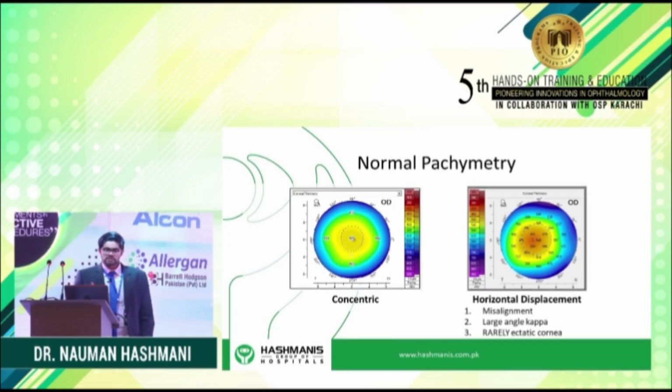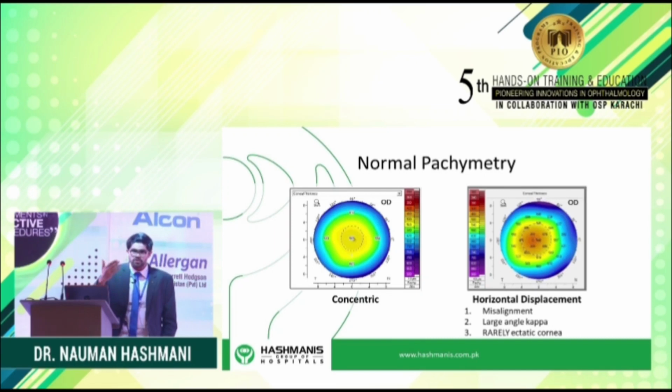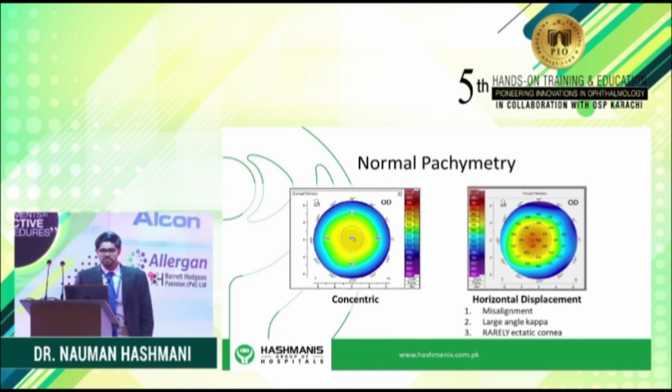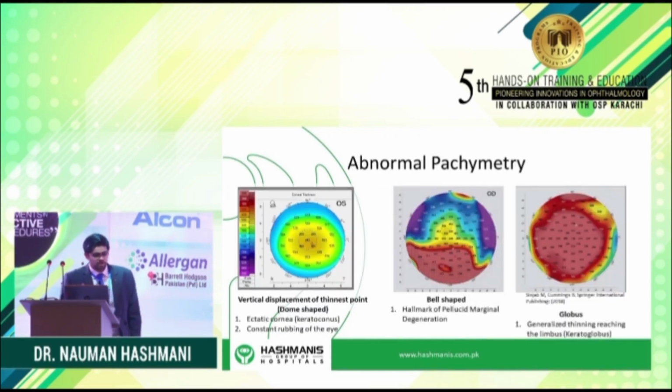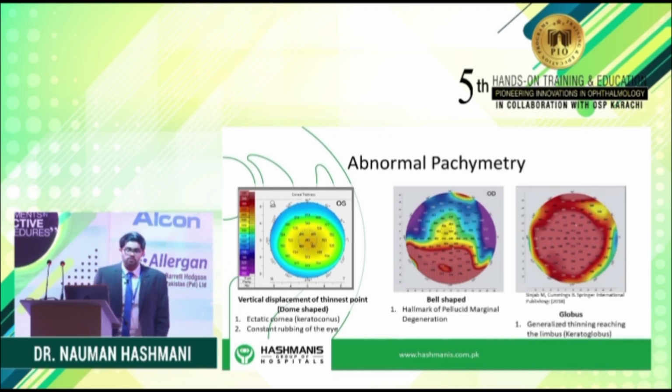But the horizontal displacement usually is not an ectatic cornea. And again, this could come because of a misalignment or a large angle kappa. So it's very important to get serial exams. Getting 3-4 exams of the same patient will help you exclude misalignment and will help you exclude large angle kappas. Then abnormal pachymetry. So number one, vertical displacement of the thin shape, or something called dome-shaped corneas. So if you've got a vertical displacement of a cornea, you can corroborate those findings with the cone on the elevation maps, and you should be able to, 95% of the time, be very sure that this is a keratoconic cornea.